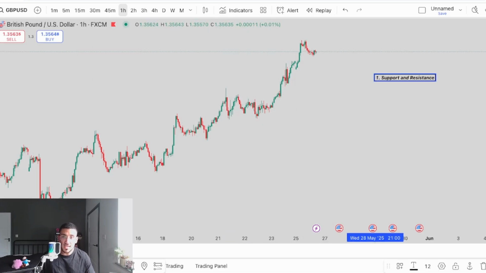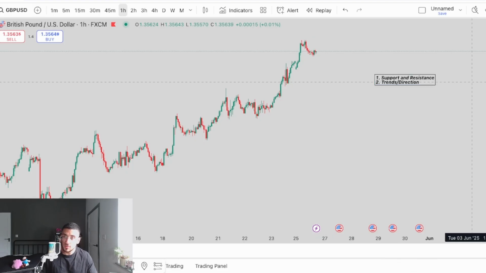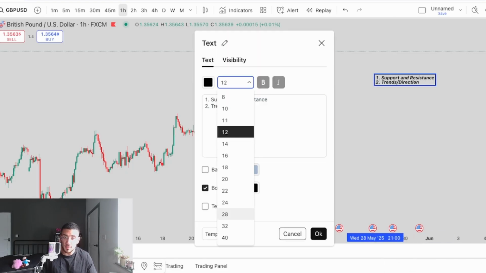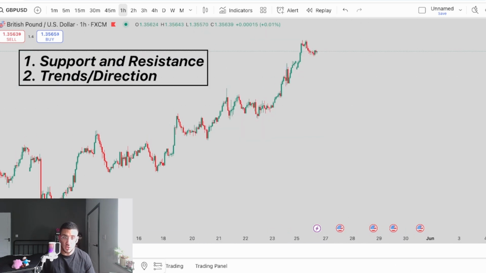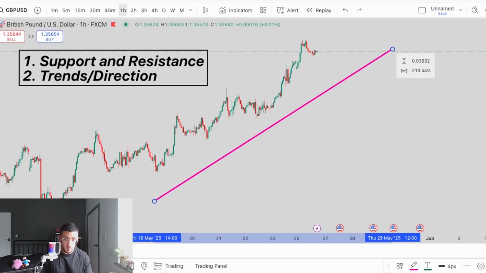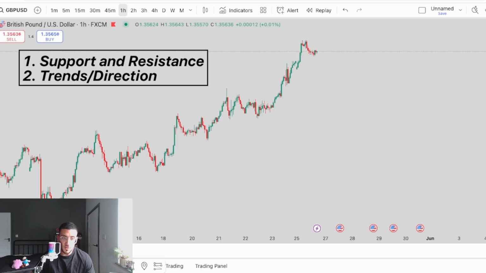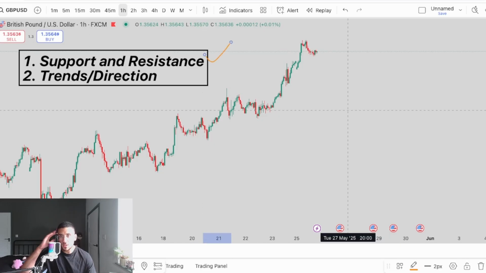But the second thing that I want to speak about, outside of support and resistance, is trends and direction. So when it comes to trend lines, does it mean that we can completely write them off? No, because I do think they have a place in the market, but I think you first have to get support and resistance all figured out in your mind.